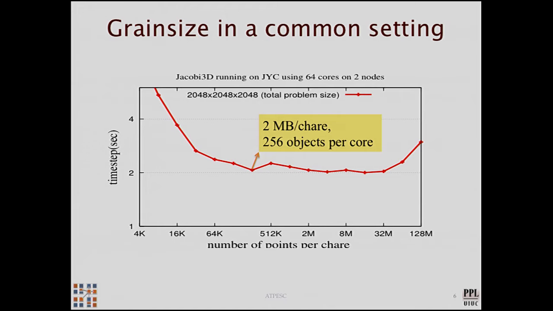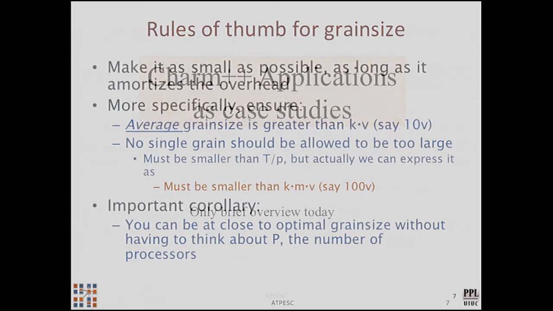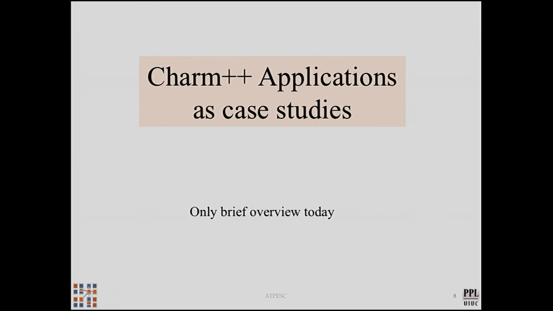Here is a particular data point of doing that Jacobi-like but three-dimensional computation. You can put maybe 256 objects per core with 2 megabytes of data as the beginning of that flat region. So now let me just point to a couple of case studies and then stop. It's going to be a very brief review.